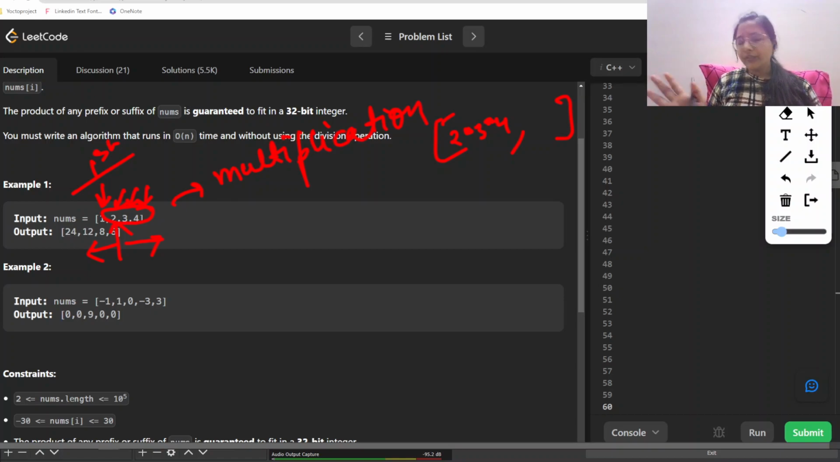This is what we are required to introduce in our algorithm. Basically, we are required to check the prefixes and the suffixes. At this particular point, the product would be 1 into 3 into 4. Then for this 3, it would be 1 and 2 and 4. For this 4, it would be 1 into 2 into 3.